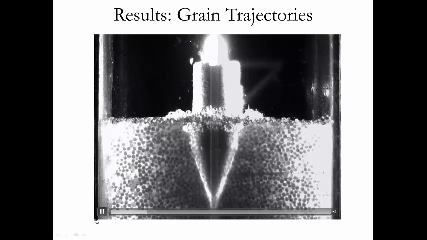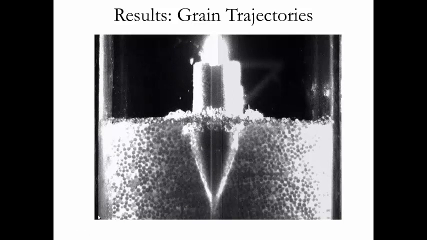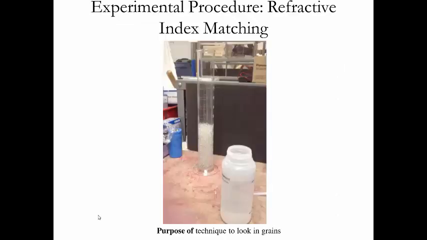But in order to do this, we have a glass box that we're dropping our intruders in, and we don't want to just see the outer layer of the grains. We want to see within the box, in the plane that the intruder is falling in. So we have to use this technique called refractive index matching.